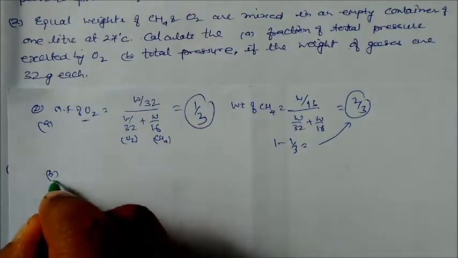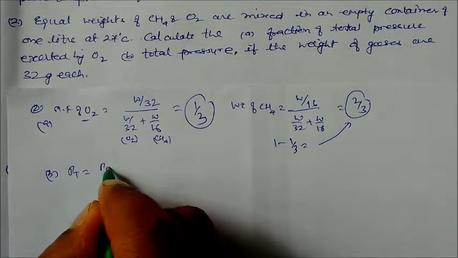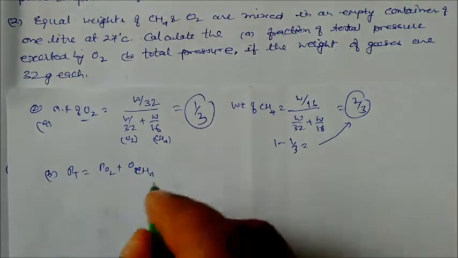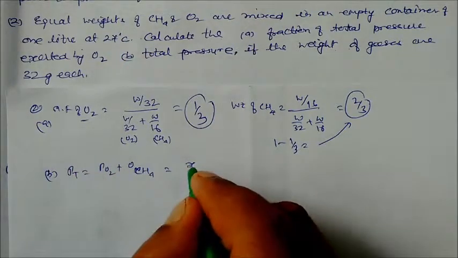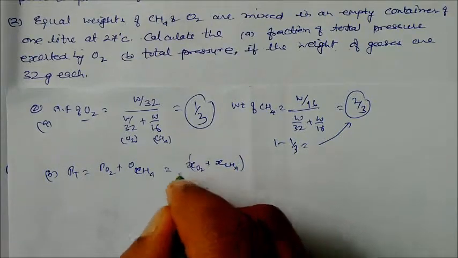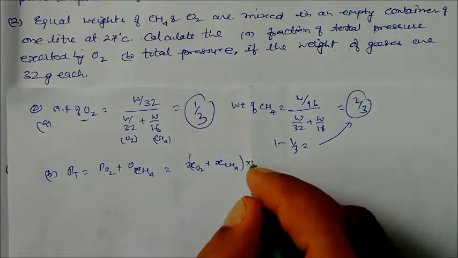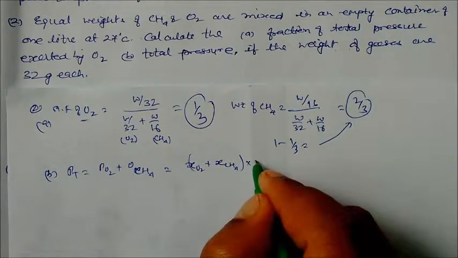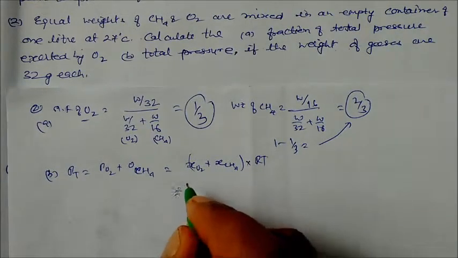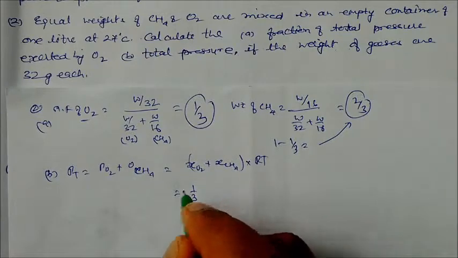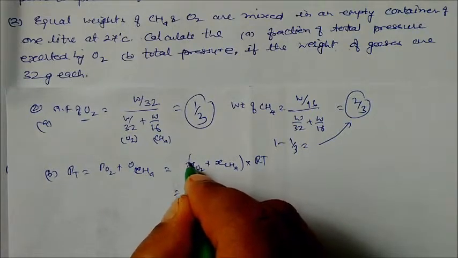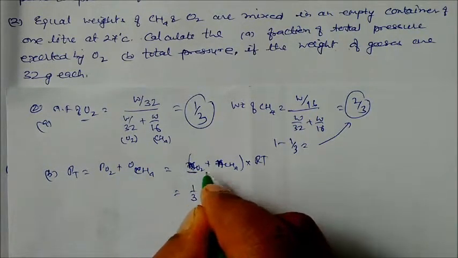The total pressure will be the partial pressure of oxygen plus the partial pressure of the second gas, methane. So we can write mole fraction of oxygen plus mole fraction of methane, multiplied by RT. Actually, here it is not mole fraction; you write moles of oxygen plus moles of methane, because the total pressure is moles times RT divided by volume.